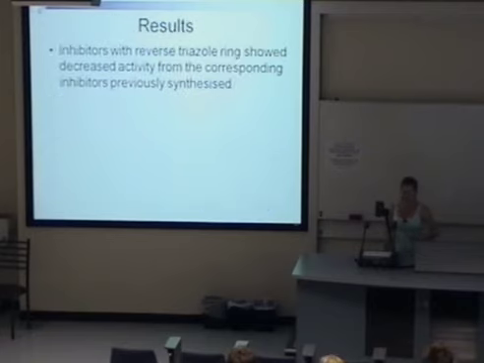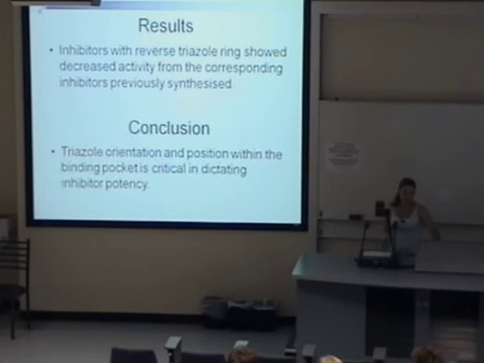So what did I find out? Well, my inhibitors with the reverse triazole ring showed decreased activity in comparison to the ones that had already been synthesized with corresponding structure. And from that, I could determine that the triazole orientation and position within the enzyme was actually critical in dictating the potency of the inhibitors that were made.